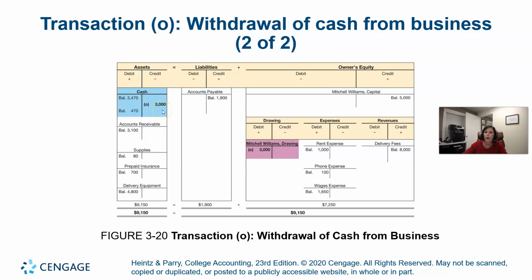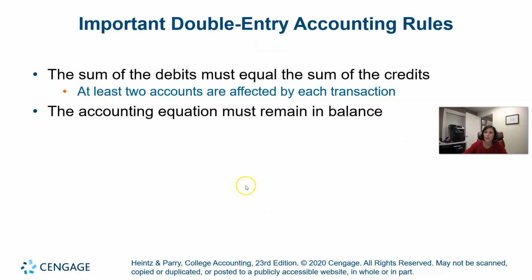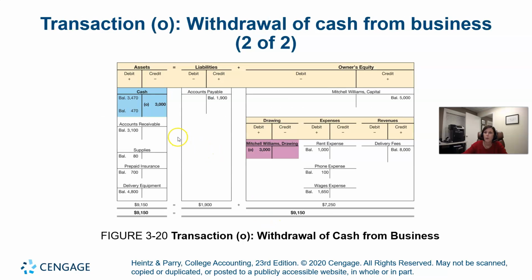And we see our credit to cash, and I won't go through all of the details here, but we remain in balance. And I think this is the last transaction. Nope, that was the last transaction. Okay, so again, at the end of, we're now down to transaction O.